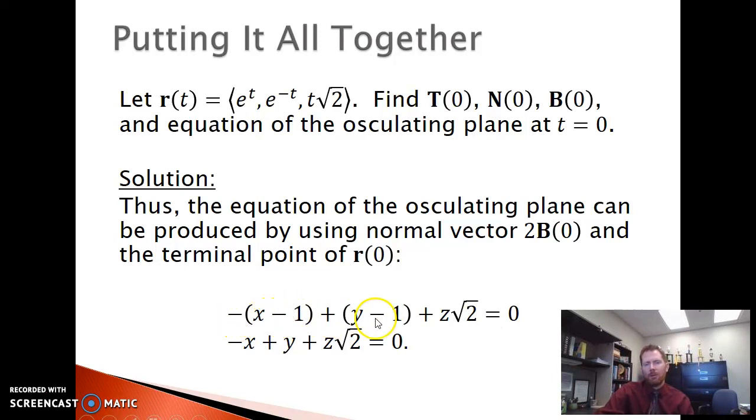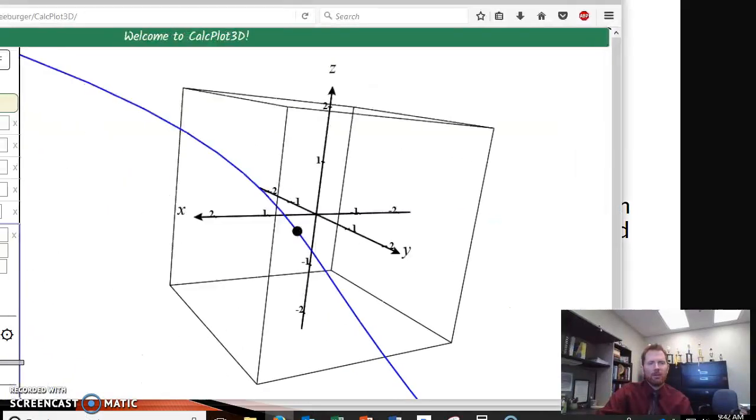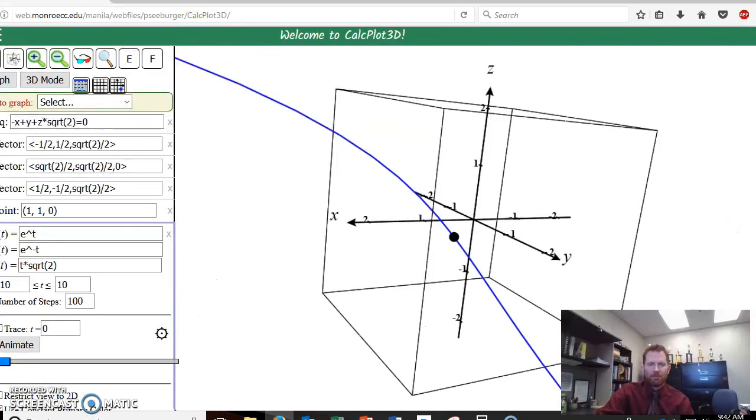If we do the dot product, we get this expression, and then if we distribute the negative symbol, get rid of the parentheses, combine like terms, we end up with -x plus y plus z square root of 2 equals 0. And this is the equation of the oscillating plane. So we found all 4 pieces, but I want to spend the last several moments of this video showing you geometrically that everything worked out as we hoped it would.